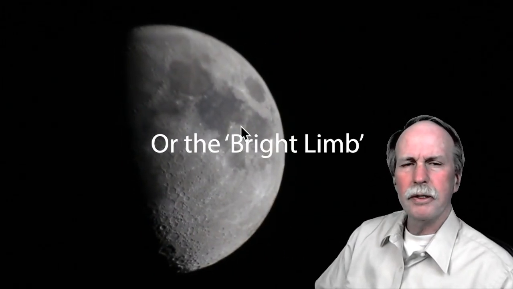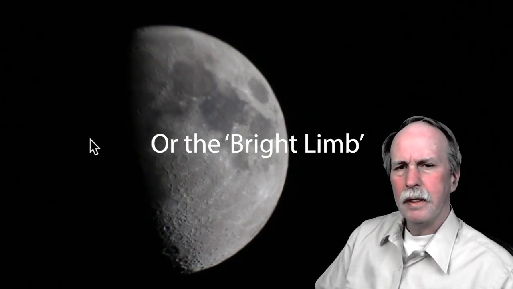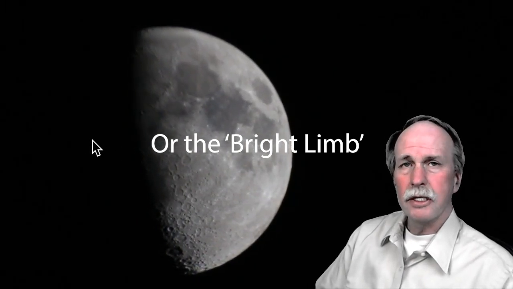These are pretty intense. Some of these are up to 3 kilometers high. Now, just a little bit of terminology. The part of the moon that you can see in a partial moon is called the light limb. The part that is in darkness is called the dark limb. And the line separating the two of them is called the terminator line.